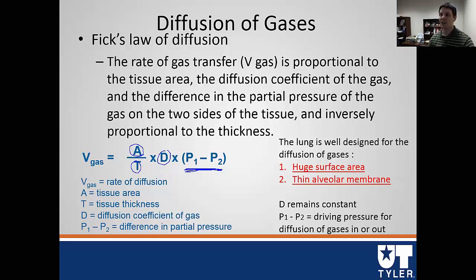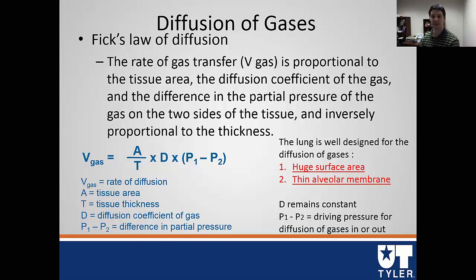So luckily, the lung is set up very well for this. Again, as we talked about yesterday, the lung has a huge surface area. We'll talk a little bit about that. So therefore, the tissue area here is very large, and the tissue thickness is very thin, right? So if we have a large area and a small thickness, this value is going to be very large, which sets the lungs up to be great at transferring gases.